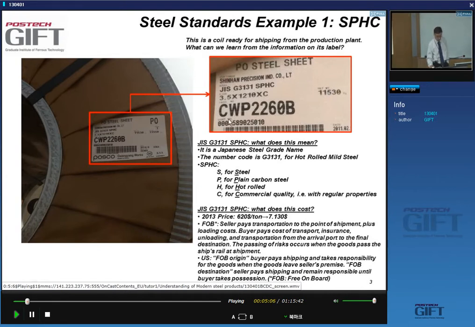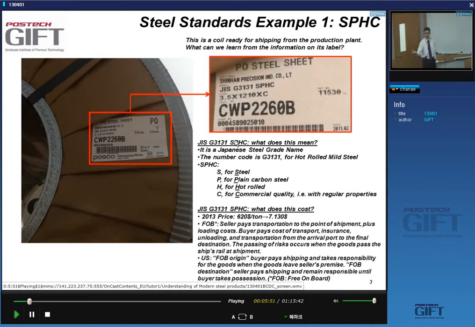Well, if you know about standards, you can directly tell what this is. This, first of all, in Asia, Northeast Asia, Southeast Asia, because of the historic Japanese dominance in steel making, we like to use the Japanese Industrial Standards very much, JIS. G3131 refers to the standard, the booklet in which these grades are described, if you want to.